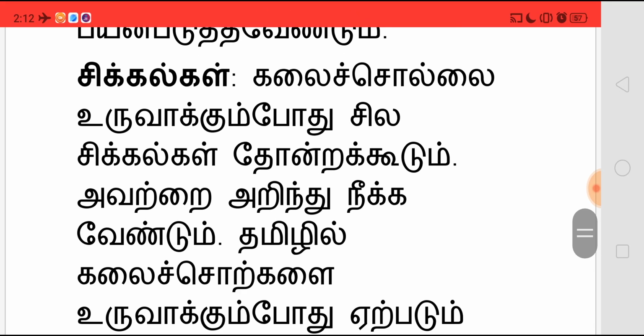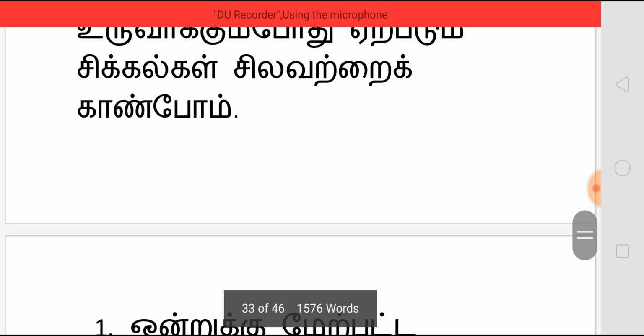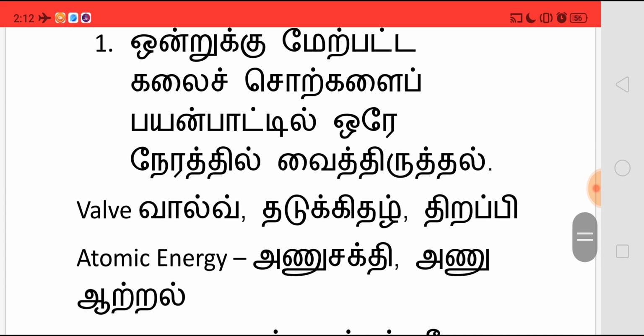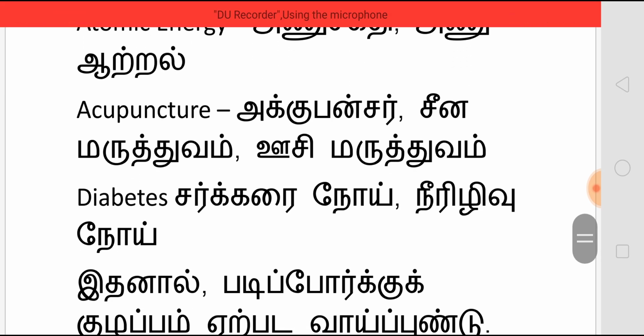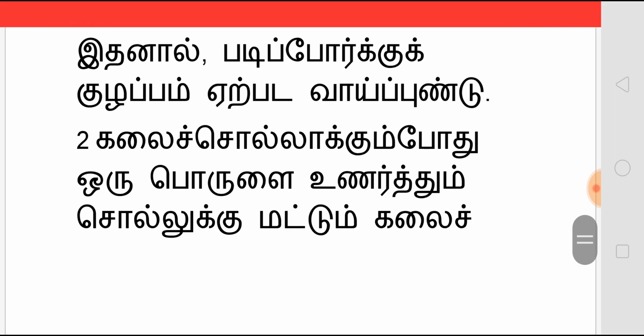Now, what are the problems that will come when you are creating these words? We have to find out the problems and try to remove them, and that is very important in creating this. When we are using more than one kalaisol for the same thing, it will create confusion. Like for the word valve, we have wall, tadukidi, therapy. For atomic energy, we have anusakti, anu aatral. Acupuncture is acupuncture, seena maruthavam, oosi maruthavam. For diabetes, we say chakra noi, neeralvi noi. So this can create confusion in the people who are listening to it or reading it.